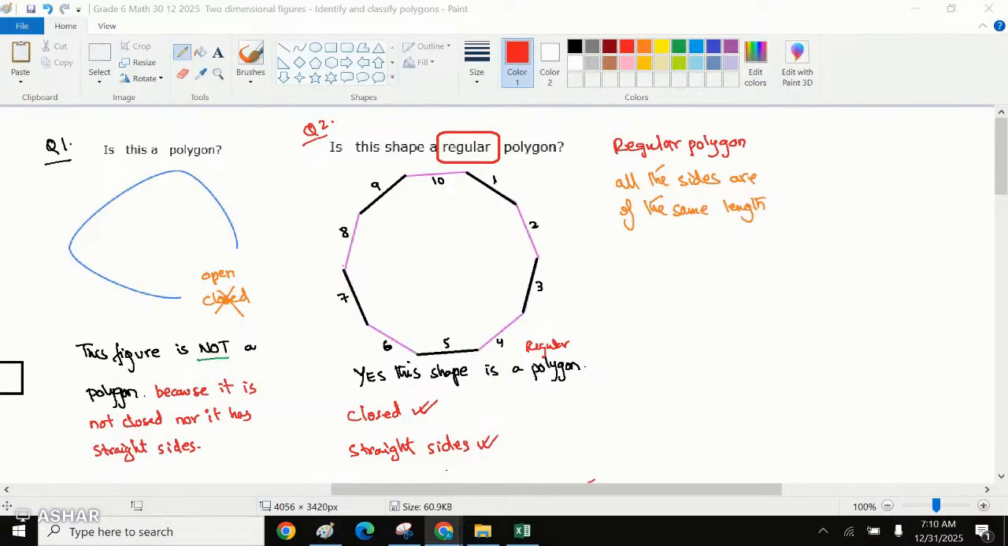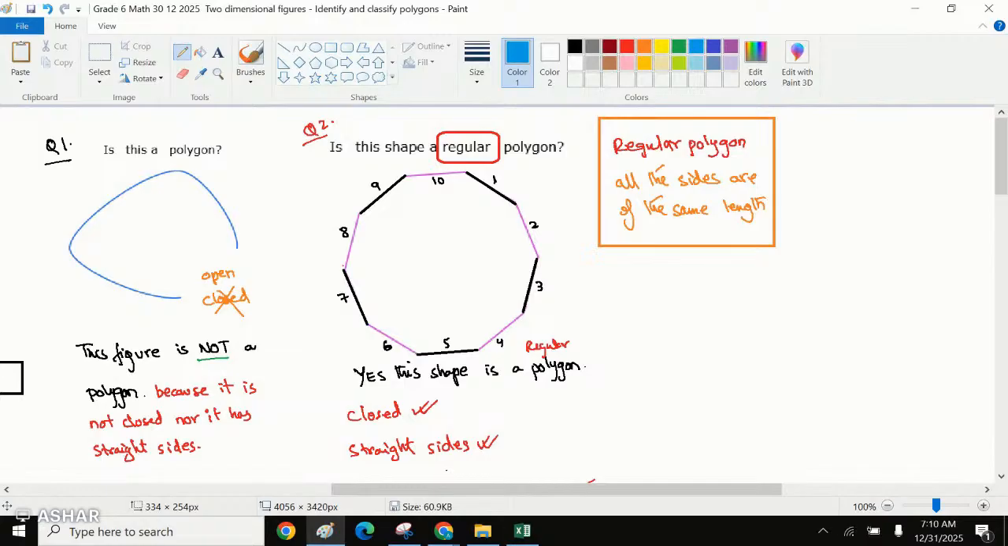We just did the definition of regular polygon. In a regular polygon, all the sides are of the same length. If these 10 sides look the same, or if units are given, let's suppose 2 centimeters each, then we know for sure that all the sides are the same. But if a shape is given and all the sides look similar, then we say yes, it is a regular polygon, because all the sides have the same length.